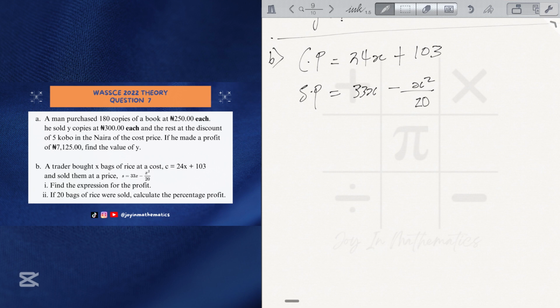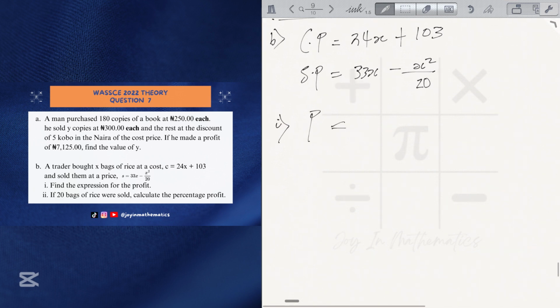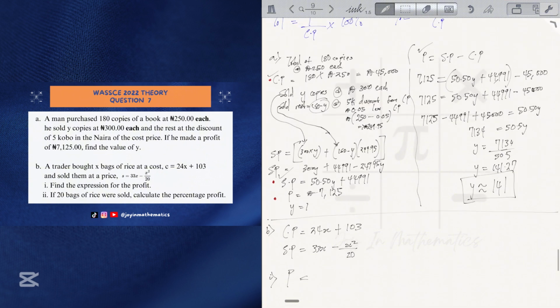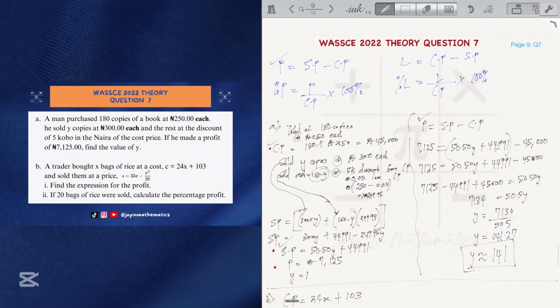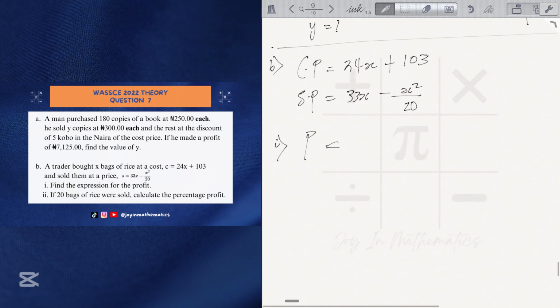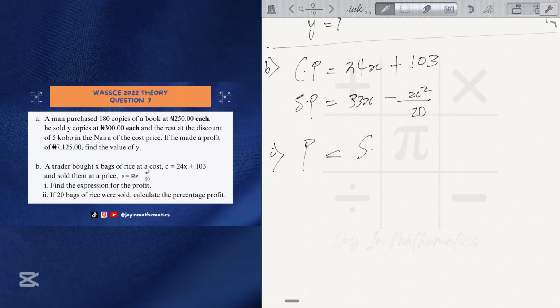The first question says we should find the expression for the profit. So we should look for the expression of profit. What is the formula for profit? Let's begin from there. If we go back to our indices of formulas, profit is equal to selling price minus cost price. So let's apply it here. Profit is equal to selling price minus cost price. So selling price is equals to this.